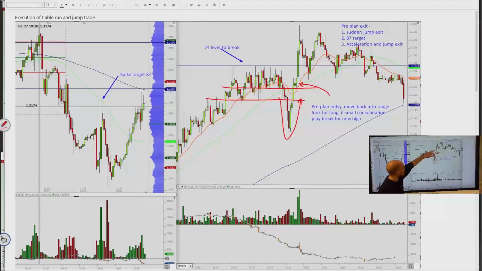If we get a sudden spike above 74, that could be a reason to get out. Suddenly jump through 74, there's your chance to get out, anywhere around 87. Alternatively, you could look at 87 and just say, right, that's my target, put your offer there and get out.